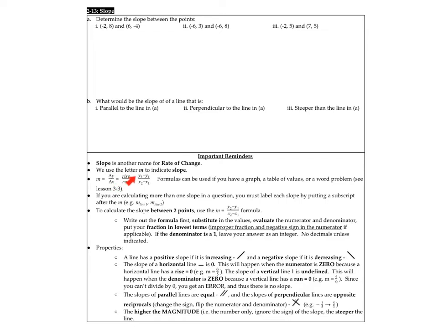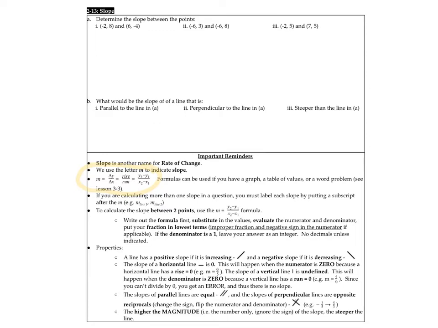And if you have actual numbers given to you, you can calculate the rise or the change in y's by taking the second y, subtracting the first y. And if you're calculating the run, which is the change in the x's, you can take the second x and subtract the first x. So these are the formulas you're going to need to remember.